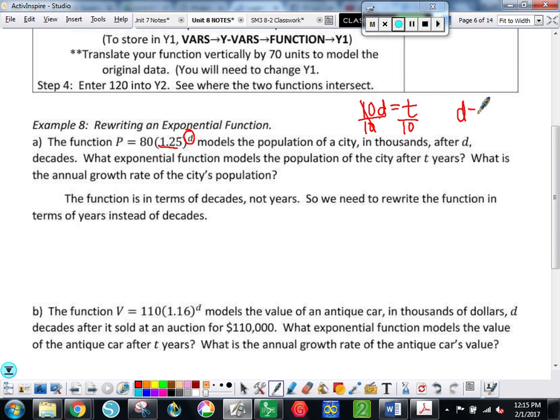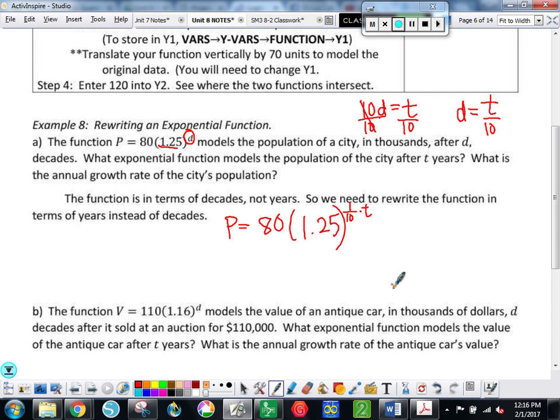So if I want to know how many decades there are, I take how many years I'm at and divide it by 10, and that would tell me how many decades, right? Or you can just divide it by 10. So if I'm replacing this population in terms of years, you can just do 1/10 of the original. Instead of D, I can say T over 10, or is it okay if I say 1/10 times T? Is that the same thing as T over 10? Are you with me?